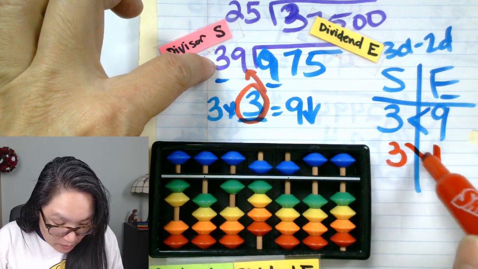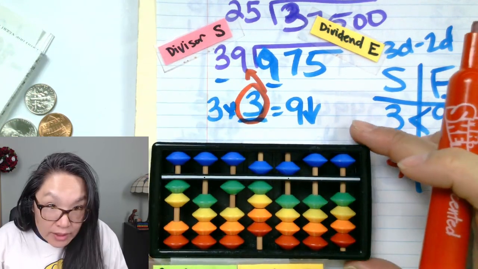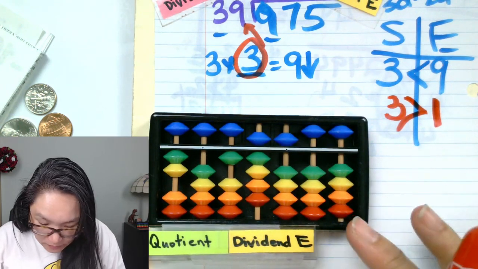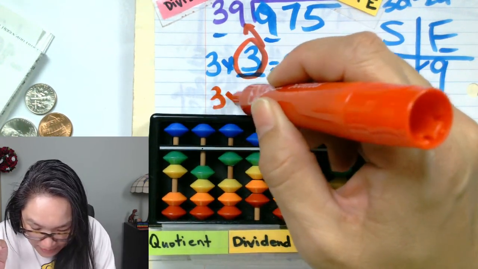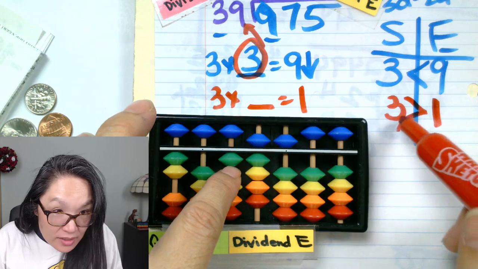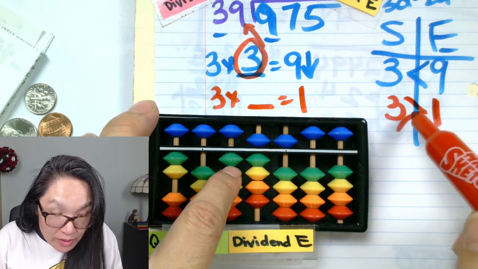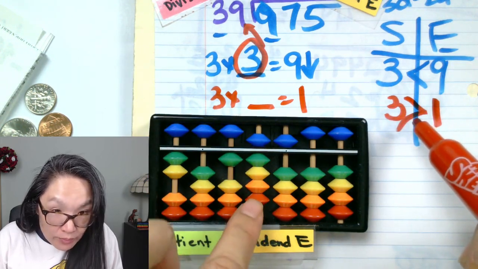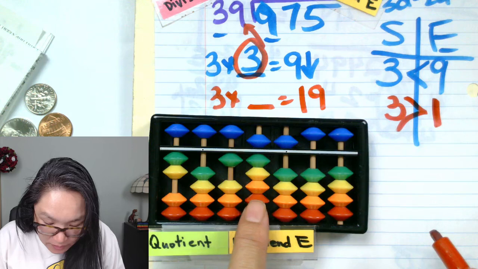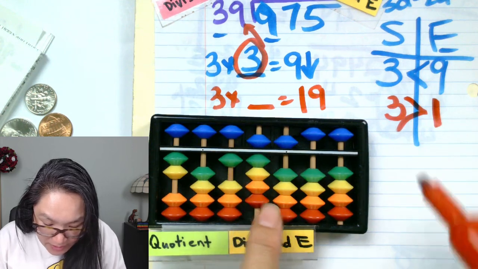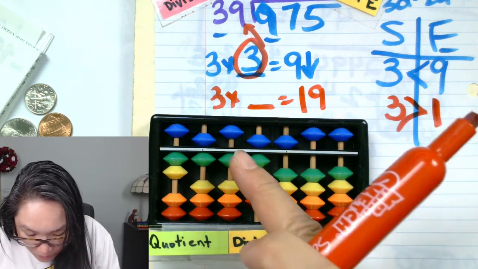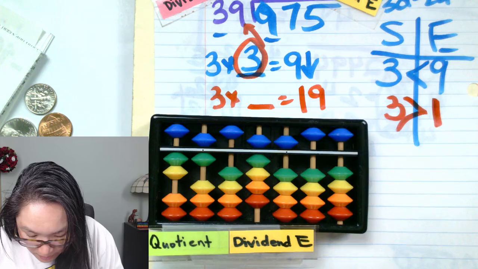3 is bigger. So now when I look at it, it's 3 times what is equal to 1? No. Because 3 is bigger, I need to have one more column. So this is the one more column. This is the 9. 3 times what is equal to 19 or less? 3 times 6 is equal to 18.